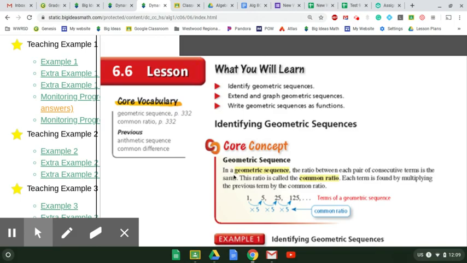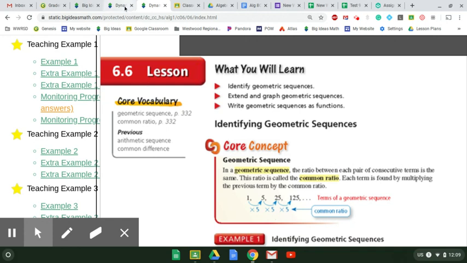So let's take a look down here. In a geometric sequence, the ratio between each pair of consecutive terms is the same. This ratio is called the common ratio, and each term is found by multiplying the previous term by the common ratio. So a sequence is when you just have a list of numbers and there's a pattern between the numbers. This new pattern here that we're learning is a geometric sequence because we're multiplying by a constant amount every time, and that goes along with the exponential functions that we've been learning in this unit.